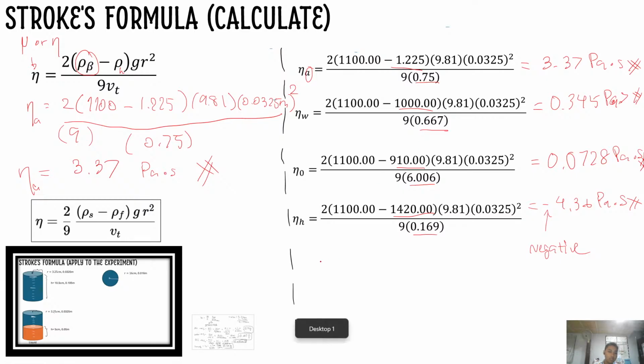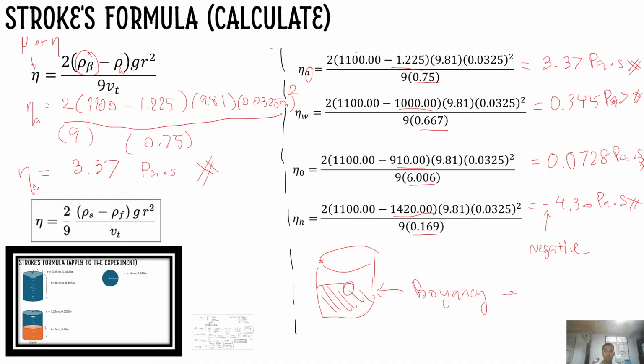So it shows that the ball is floating in the honey. This is because of the buoyancy making it float. That's why it's negative.